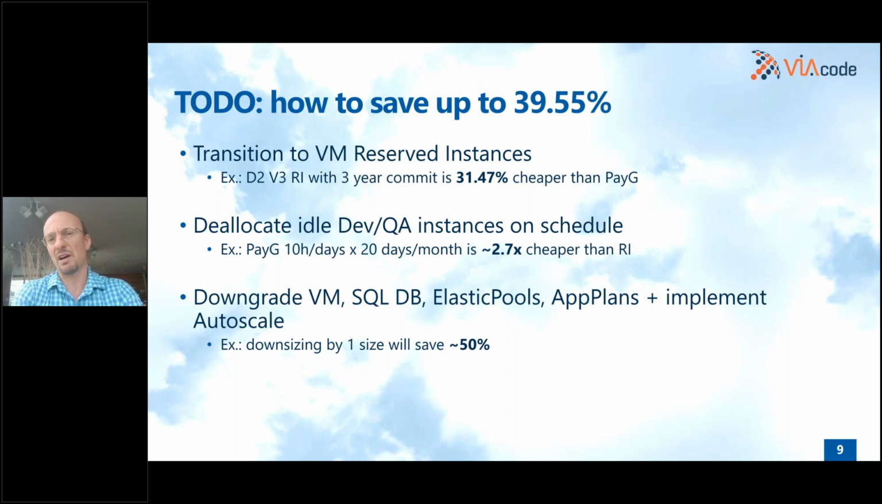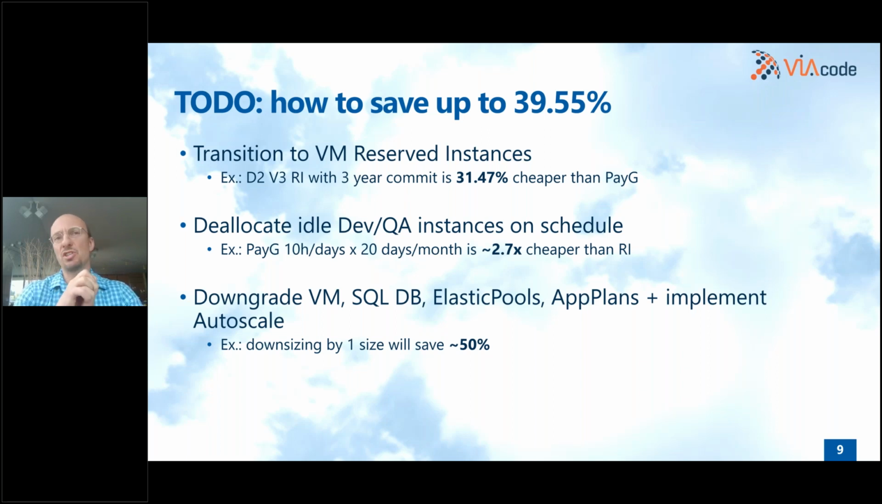What we found from our practice, helping customers optimize their cloud, is that on average we help save up to 40% on the cloud bill. The first thing we help customers analyze is whether they can commit to a certain load for their VMs. For example, if I take a D2 v3 with a 3-year commitment, it would be over 30% cheaper than the pay-as-you-go option.